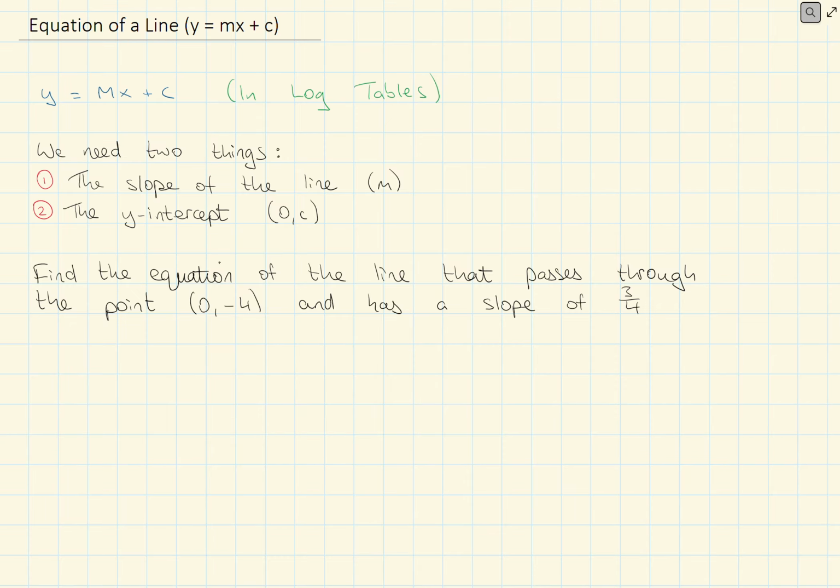So if we look at the question here, find the equation of the line that passes through the point (0, -4), so that's my y-intercept, and has a slope of 3 over 4. So my slope is 3 over 4, and my y-intercept is (0, -4). And that's my c value. So we get y is equal to mx plus c. Y is equal to 3 over 4x minus 4, and that's my answer there.